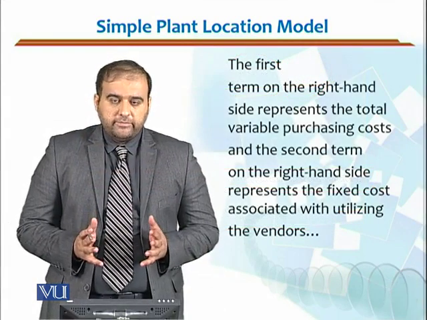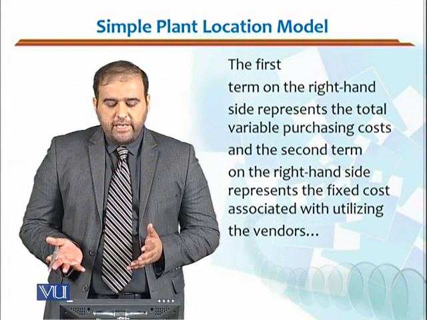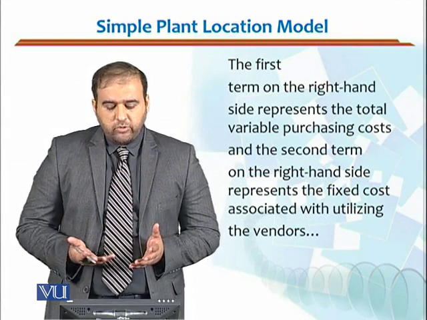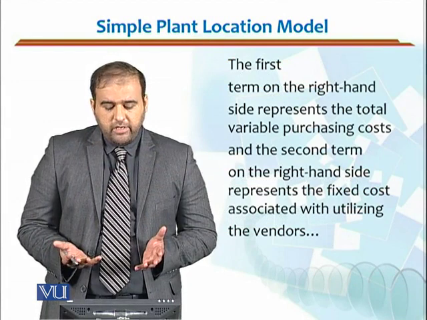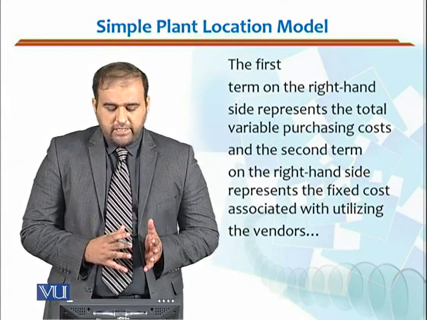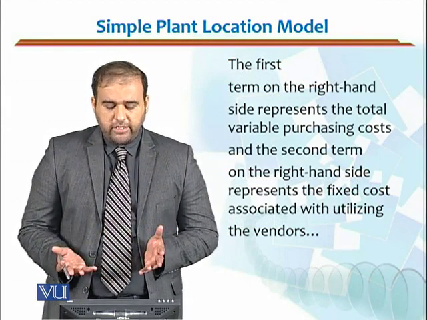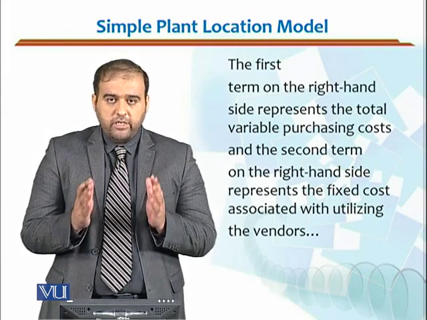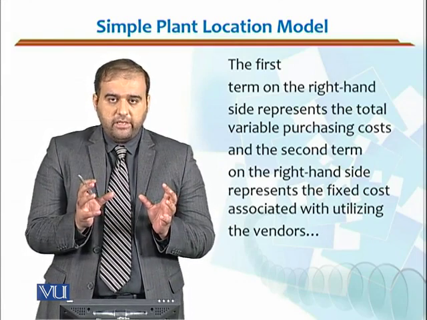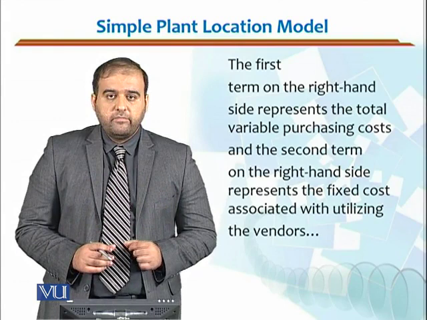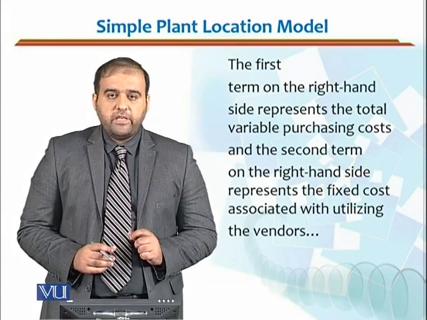From this model, the first term on the right hand side represents the total variable purchasing cost, and the second term on the right hand side represents the fixed cost associated with utilizing the vendors. So जो दोनों parts हैं, now you can actually have a better comprehension of those parts.